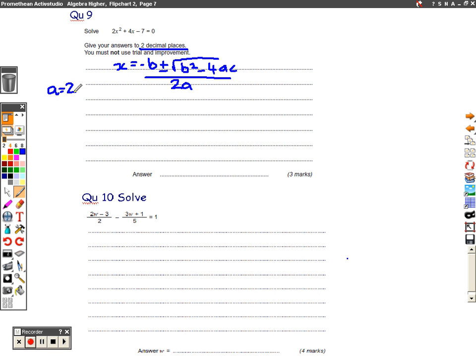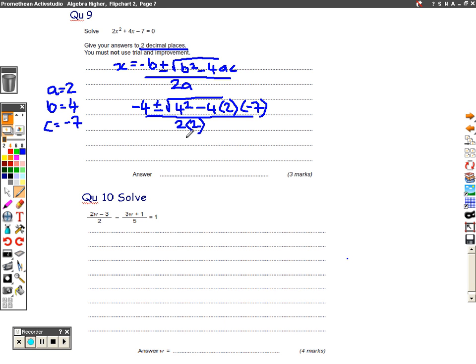a is equal to 2, b is equal to 4, and c is equal to minus 7. Be careful that you remember about the minus. So, minus b, minus 4, substitute in all your values. Minus 4 plus or minus the square root of 4 squared minus 4 times a is 2 and c is minus 7. Be careful of this double negative here. 2 times a, 2 times your a value is 2.